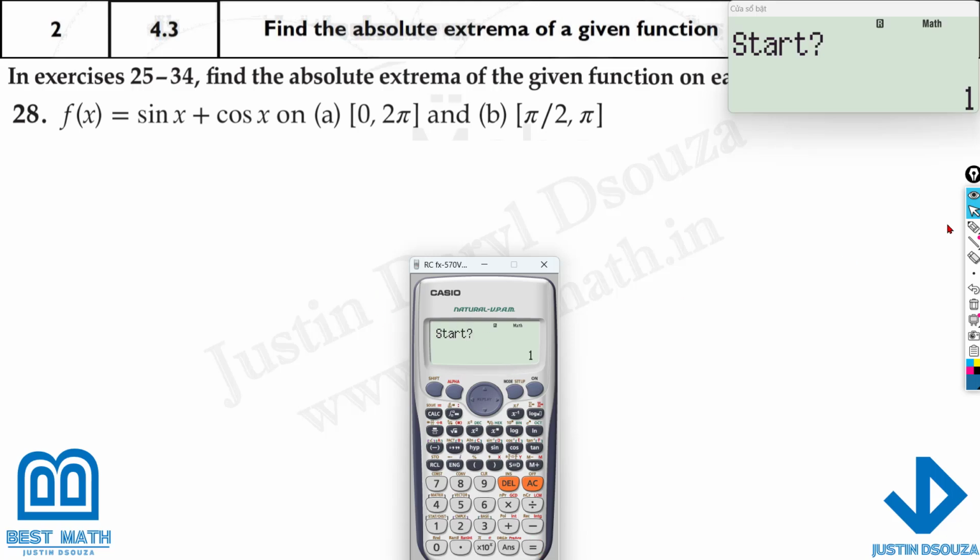Now where do you start? Before I type the values, let's look at these values, 0 and 2 pi. What do they mean, 0 and 2 pi? So 0 is 0 degrees, 2 pi is 360 degrees.